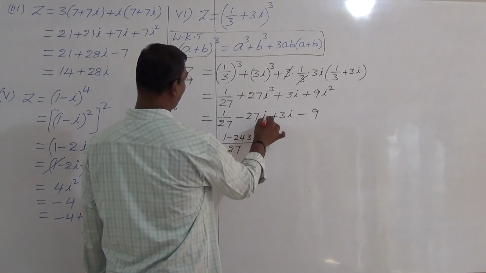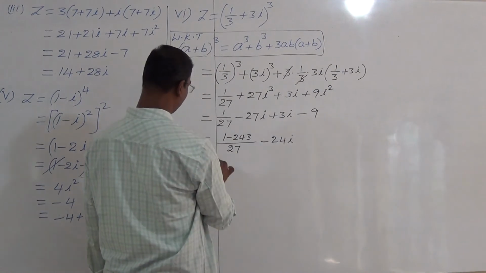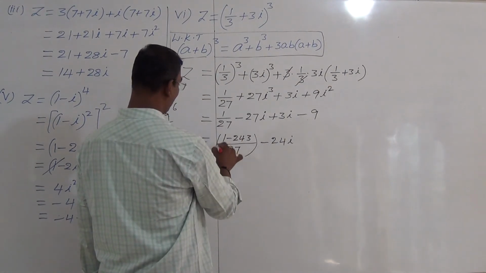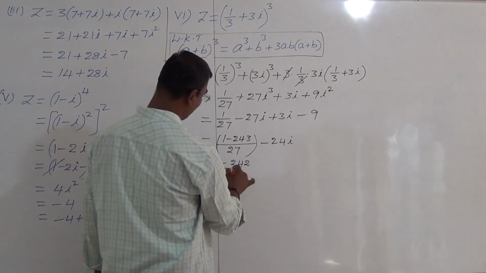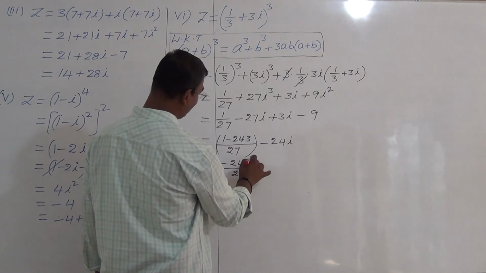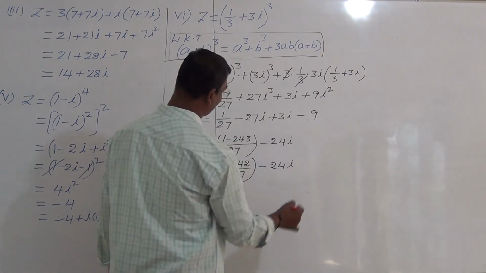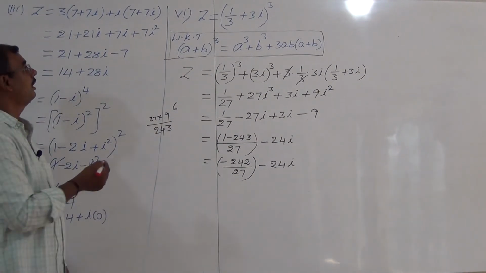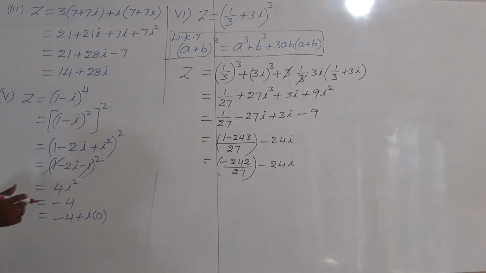Minus 27 iota plus 3 iota minus 24 iota. This is equal to minus 242 divided by 27 minus 24 iota. So hence it is in the form of a plus iota b. So like this we have to solve the problems always.